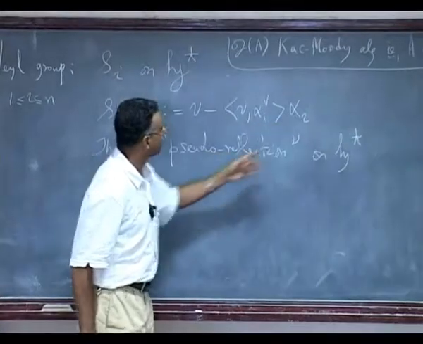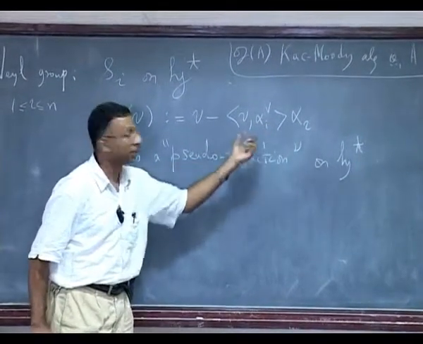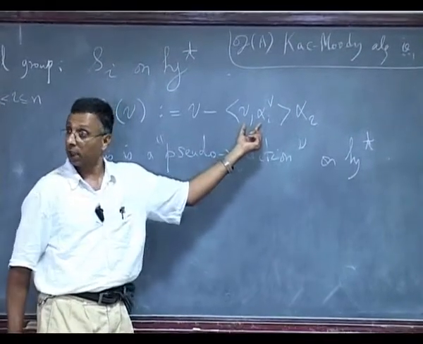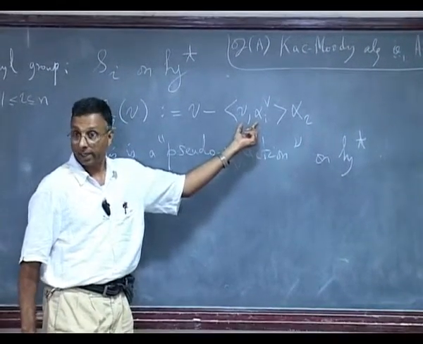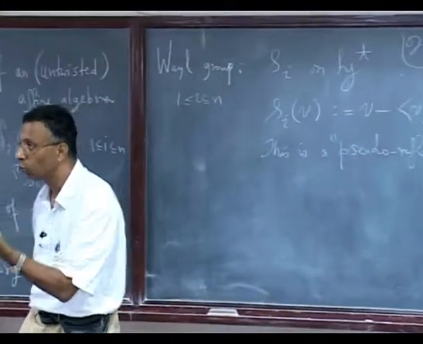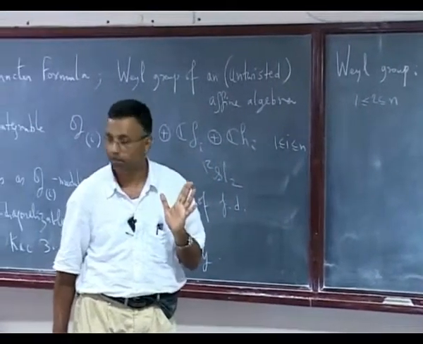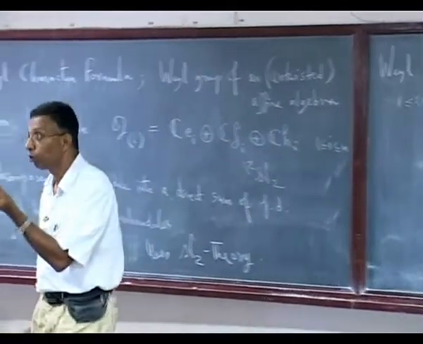And what does it do to alpha_i? I get alpha_i minus alpha_i of alpha_i check times alpha_i. But what is this? I read it from the Cartan matrix, which is a_ii, but it's a GCM. One of the hypotheses is that it's 2. So I get alpha_i minus 2 alpha_i, which gives me minus alpha_i. Here is where the 2 is used.